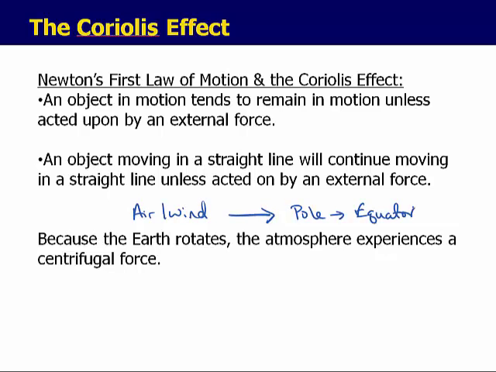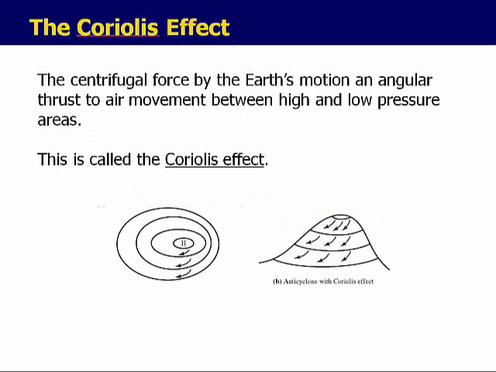But because the Earth is rotating, the atmosphere experiences a centrifugal force, and the overall effect of this is called the Coriolis effect. The centrifugal force by the Earth's motion creates an angular thrust to air movement between high and low pressure systems. And so instead of that air actually moving in a straight line out, as the air moves, the rotational or centrifugal force causes the air to move at an angle. And so here we see the simple system in a two-dimensional framework, and here we see it in a three-dimensional framework, where the high pressure and the low pressure movement now goes at an angle.